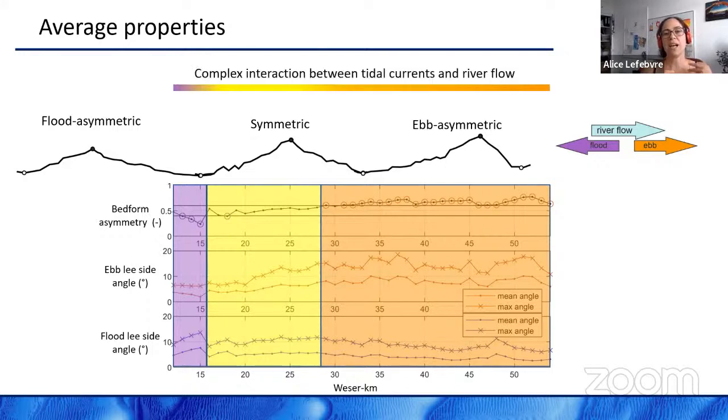So what's happening is that there is a very complex interaction between the tidal currents and the river flow, and that's why we have those variations in asymmetry. And we have a few ideas what's happening, but we still need to work on that to come up with a proper description of why we have those variations.